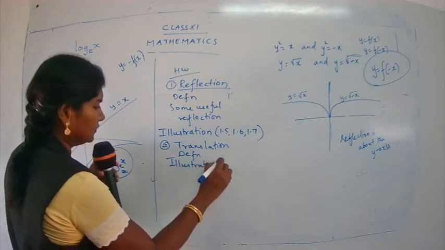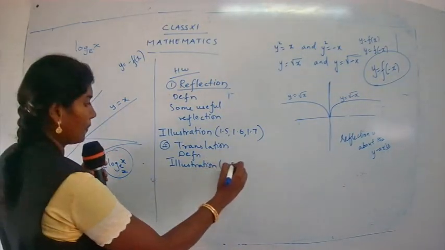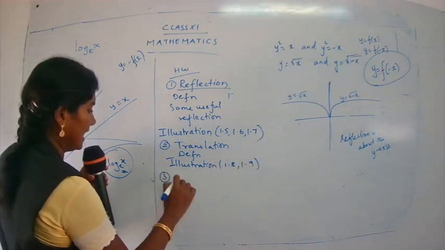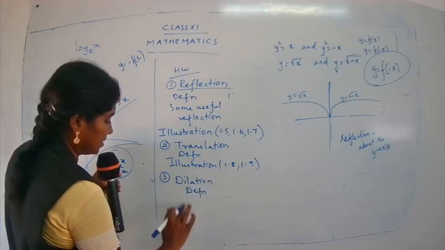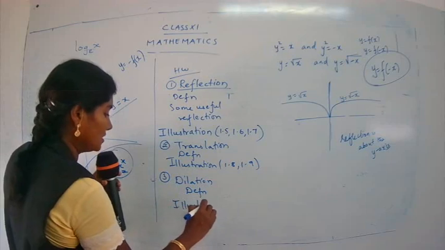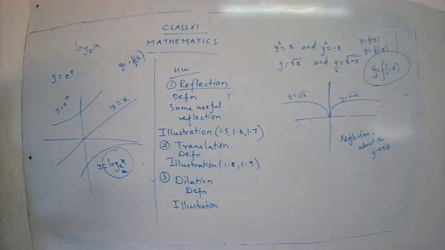What are the illustrations given below? 1.8, 1.9. And then the third one is dilation. Write the definition, give the illustration. You have to self-study how the translation works, when there is a translation, how the graph is shifting, how when the function differs, it shifts upwards. See, they have given it: it shifts to the left, it shifts to the right, to the upward part, to the downward part, and so on. So you have to do a self-study over there.